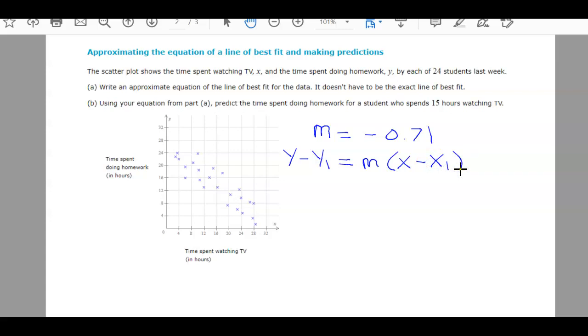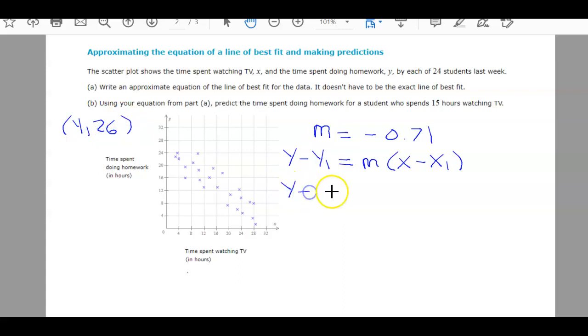Now you guys remember that we had a couple of points here. We had (4, 26). That was one of the points that I could use. I think I'm going to use that. 4 and 26, they're both even numbers. It's going to be easy to work with. So let's fill in the blanks.